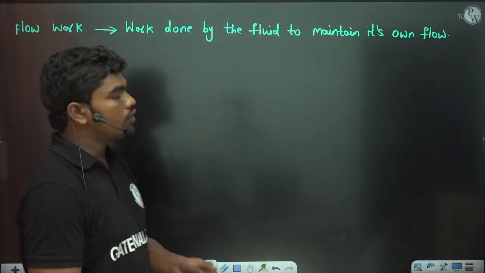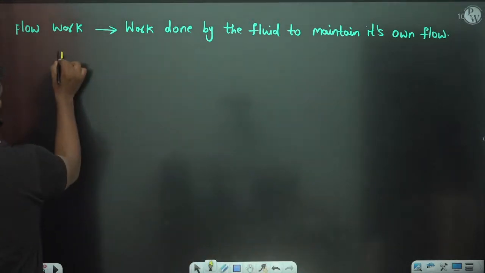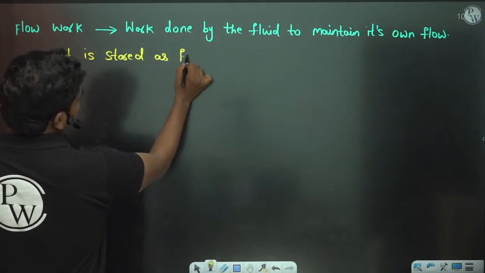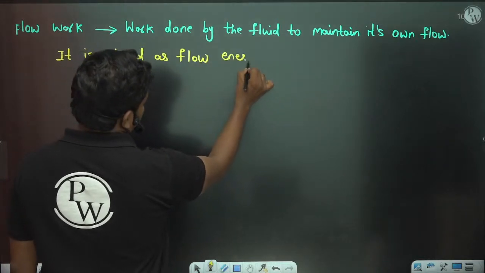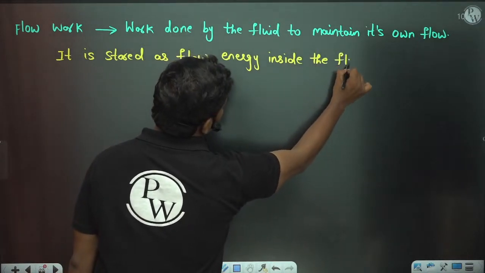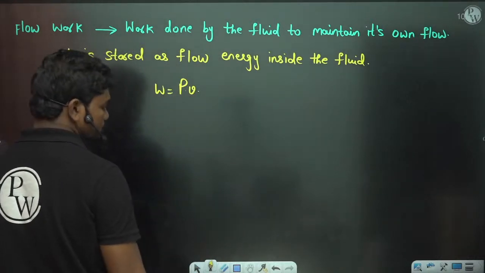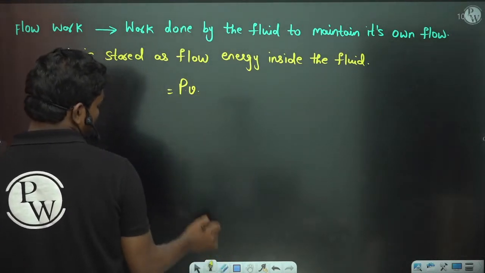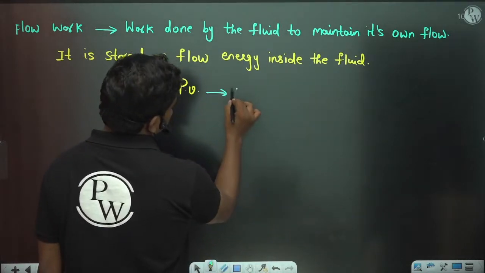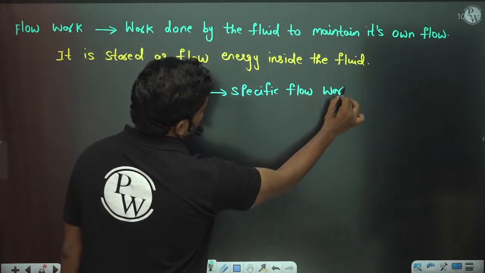So flow work is basically the work done by the fluid to maintain its own flow, and it is stored as flow energy inside the fluid. This work is given by P times specific volume, okay? So the specific work is given as small w equal to P times v, the specific flow work.